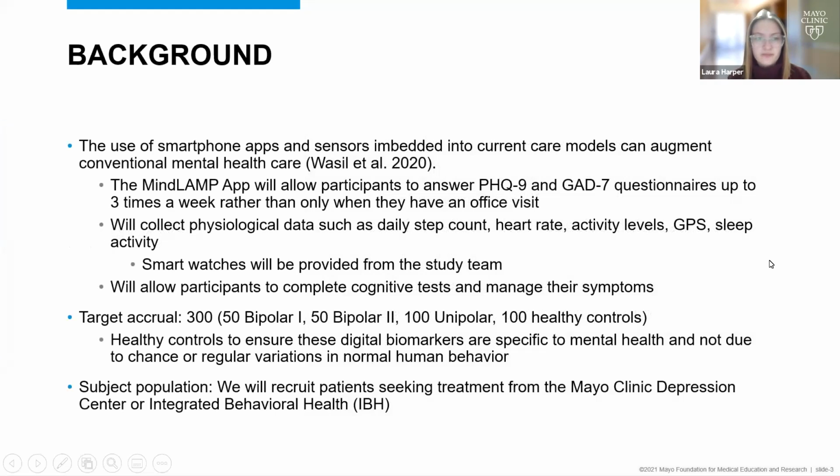A little bit of background. It has been found that the use of smartphone apps and sensors embedded into current care models can help conventional mental health care. And this can be done because the MindLAMP app will allow participants to take those PHQ-9 and GAD-7 questionnaires up to 3 times a week, rather than only when they come in for an office visit. So getting that information more often.